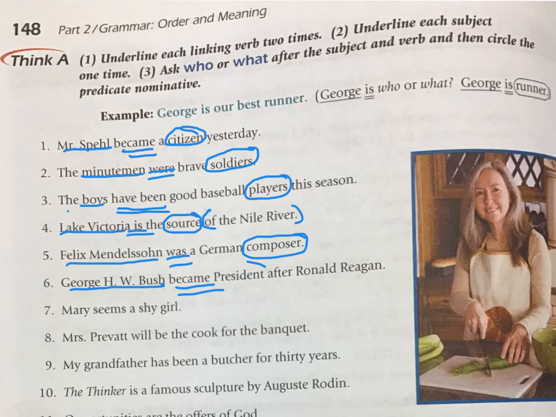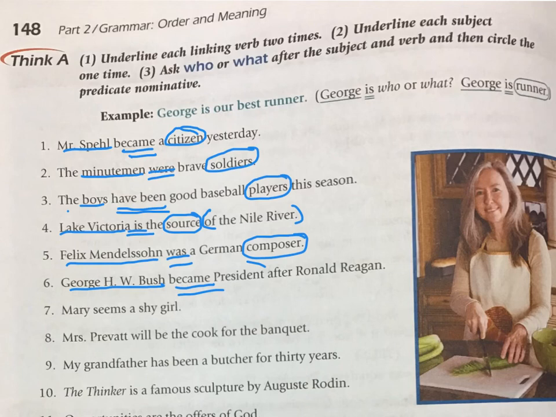Okay. Now here's what I would like for you to do. Go ahead and finish this page, which means I need you to finish questions 7 through 16. And then I do want you to write 2 sentences using a good subject, linking verb, and predicate nominative.